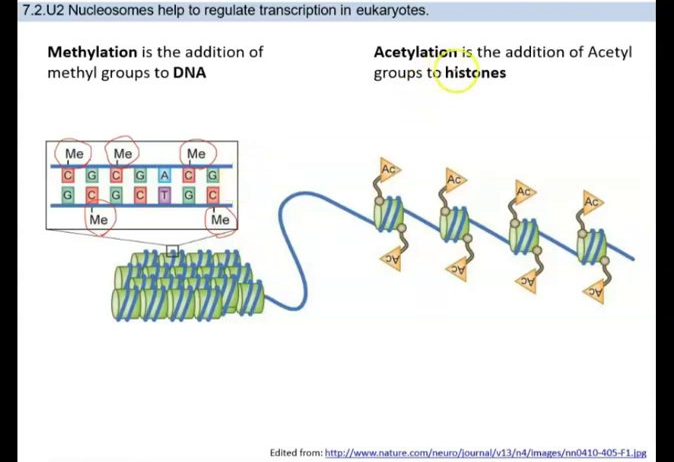What is acetylation? Acetylation is the addition of acetyl groups to histone. So here we go, this is the difference. In acetylation, an acetyl group will be added to histone protein. As you can see over here, histone has different types of proteins, and this is the acetyl group which has been added to this H1 histone.